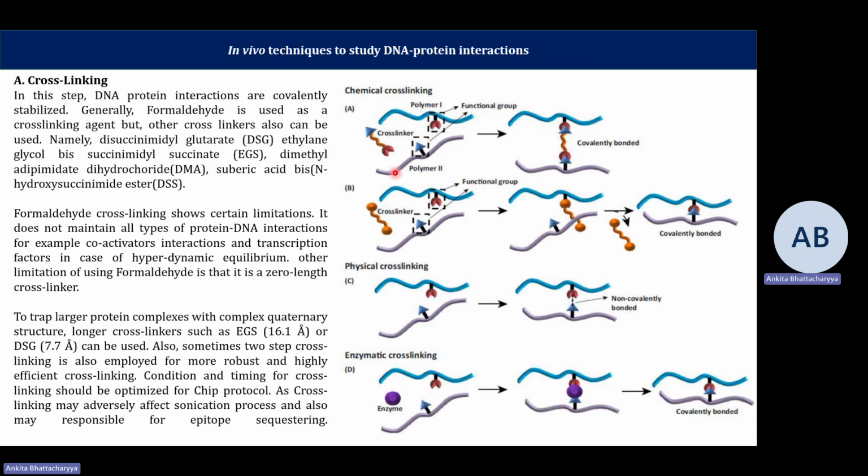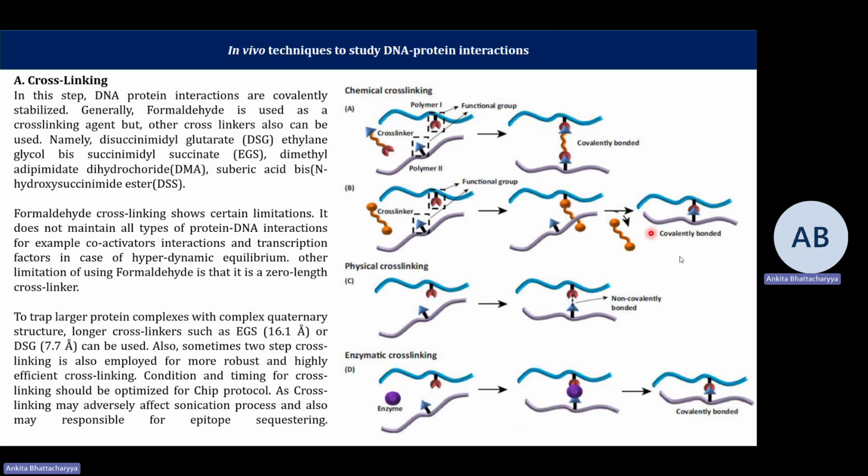If your protein complex is quite large, then the physical dimension of formaldehyde is too small for it to be able to freeze interactions which are a little bit further apart because of the large complex formation. So in that case, if you have larger protein complexes with complex quaternary structure, longer cross-linkers like EGS or DSG may be used. Sometimes two-step cross-linking is also employed for more robust and highly efficient cross-linking. The condition and timing for cross-linking should be optimized, as it can also affect the sonication process and may be responsible for epitope sequestering.